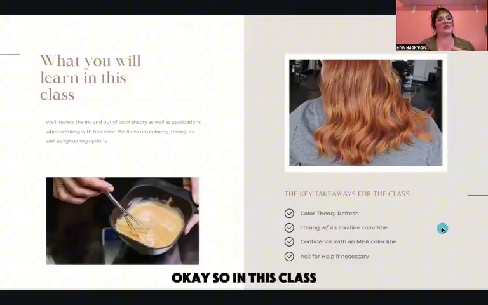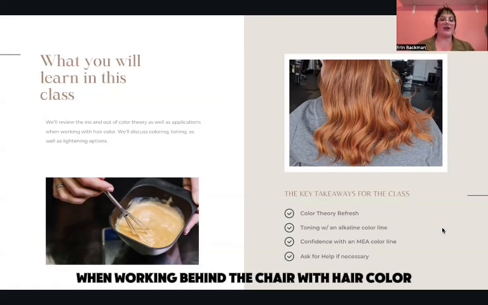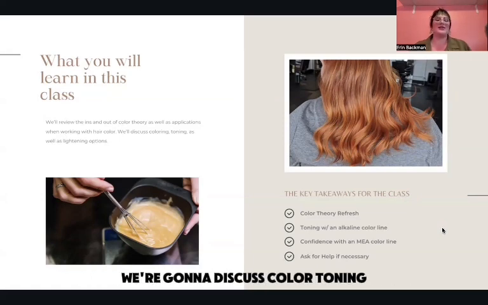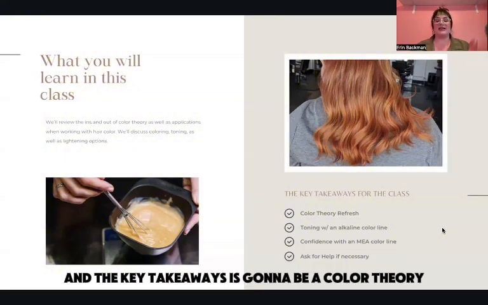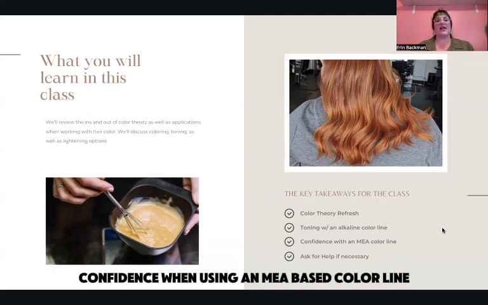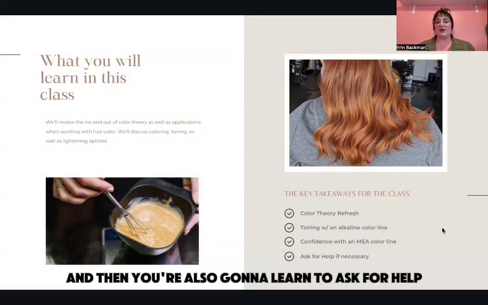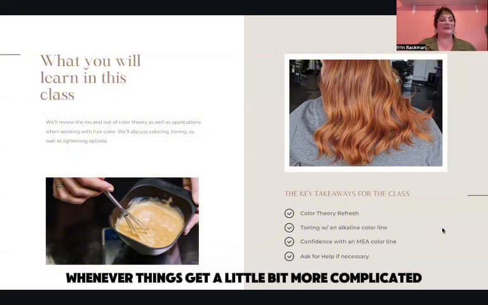Okay, so in this class, we're going to review the ins and outs of color theory as well as the applications when working behind the chair with hair color. We're going to discuss color, toning, as well as lightening options. And the key takeaways are going to be a color theory refresh, how to tone with an alkaline color line, confidence when using an MEA-based color line as opposed to ammonia-based. And then you're also going to learn to ask for help whenever things get a little bit more complicated.